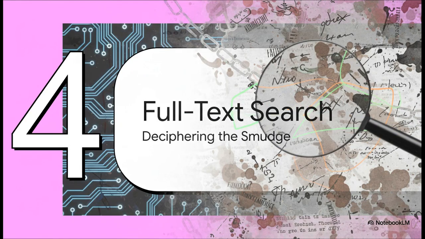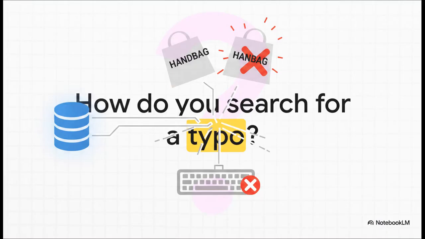Part 4. Full text and fuzzy search. Deciphering the smudge. So we've built structures for exact matches and precise locations. But the real world, it's messy. It is completely filled with grammatical variations and human errors. So I have to pose this question to you. In our rigid, perfectly ordered database architecture, how do you search for a typo?